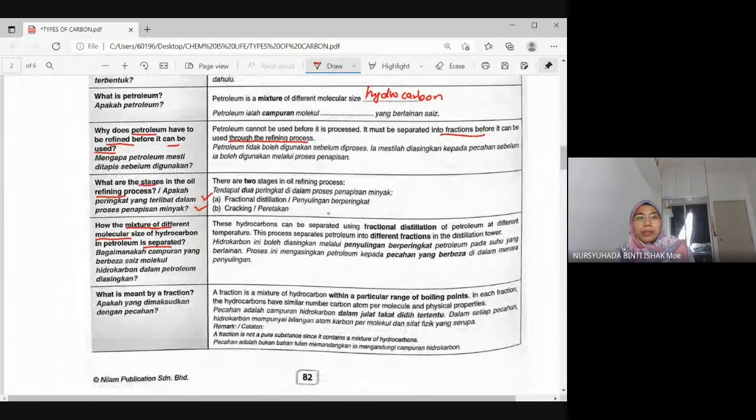Okay, this hydrocarbon can be separated using fractional distillation of petroleum at different temperature. So the keyword here is different temperature. Different temperature will produce different types of petroleum. So this process kita panggil separate into different fraction in the distillation tower. Kita guna the big distillation tower untuk separate the petroleum based on the temperature.